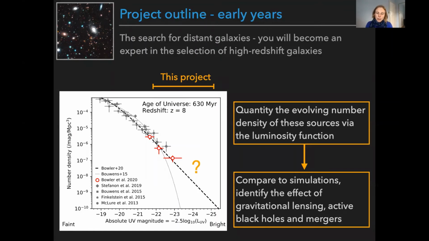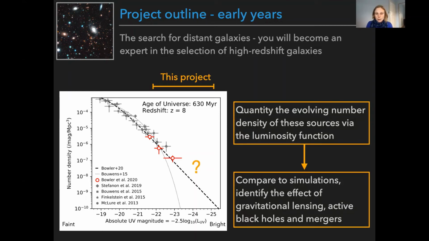The early years of the project will involve getting up to speed with all the data, forming the first sample of sources from these data sets, and quantifying this in what's called the luminosity function of galaxies. And this is the most fundamental measurement of galaxies we can make, which is just telling you the number density as a function of luminosity, as shown on the left here.